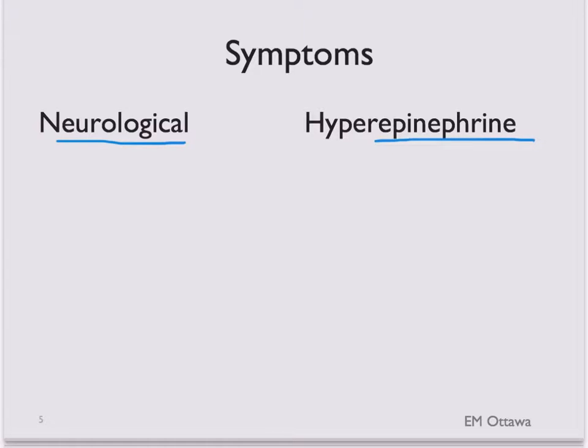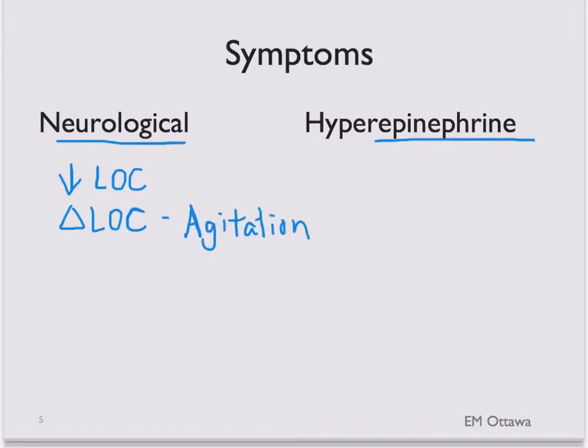In terms of neurological symptoms, they can include decreased level of consciousness, leading to lethargy or coma. They can also have change in level of consciousness such as confusion and agitation. They can cause seizure. And sometimes it's so tricky that it causes focal neurological findings that mimic a stroke.